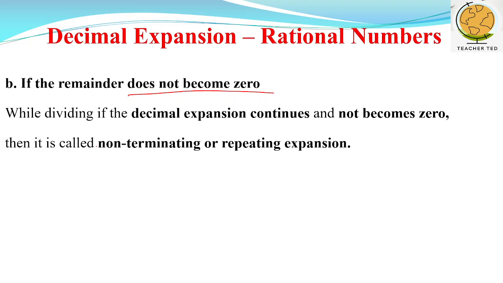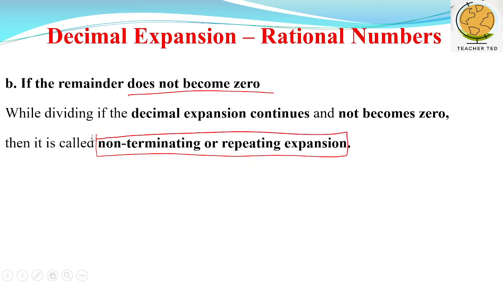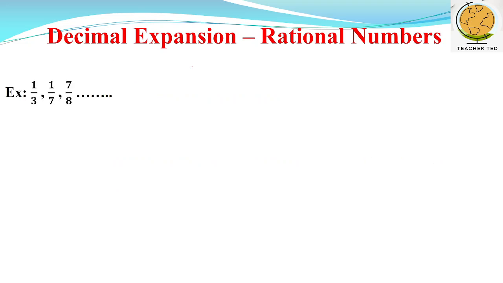Then this kind of decimal expansions are called non-terminating and repeating, or another name is recurring expansions. Let us take some examples here. 1 by 3, 1 by 7 and so on. These are examples of non-terminating and repeating expansion. What is the meaning of non-terminating? Non-terminating means the remainder does not become 0. And what is the meaning of recurring? I'll show you how. Let us take the first problem.